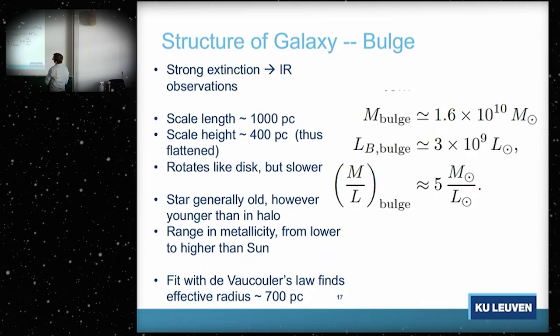Now, here in the bulge, we're talking about a scale length of 1,000 and a scale height of 400. So it's a bulge, but it's flattened. It rotates like the disk, but slower. I already mentioned that the velocity dispersion is on the same order as the rotation here. Yes, the mass to light ratio indeed is a bit higher than in the disk, meaning an older stellar population, according to the arguments that we just discussed.